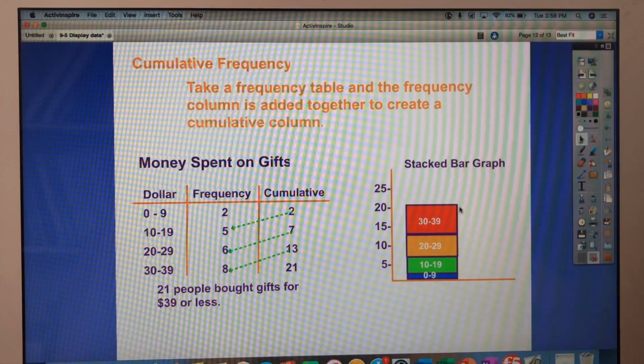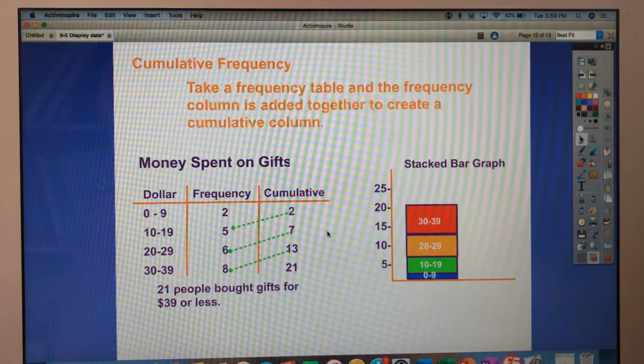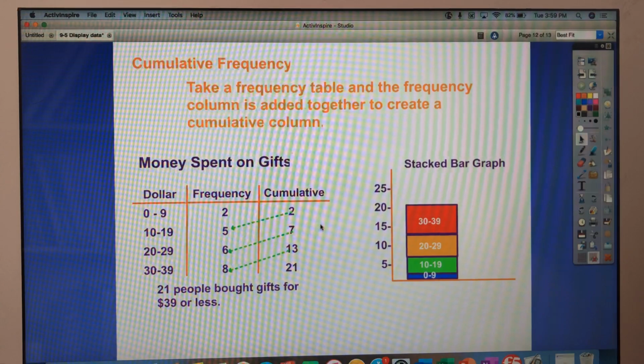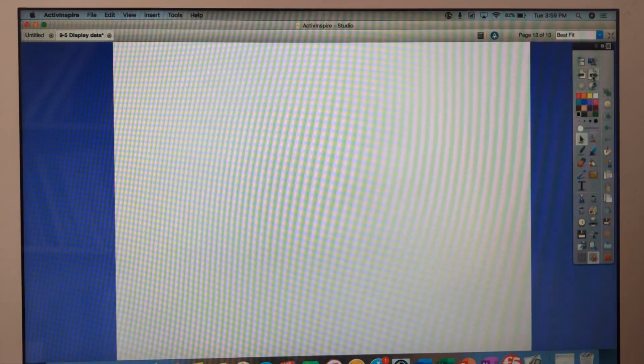The very top of your stacked bar would have to equal the sum of your frequencies, 21. When I added 2, 5, 6, and 8, I get 21, and that's where my top bar has to be. Then you divide it up evenly by the pieces. Takes a little effort to do a stacked bar graph with cumulative frequency. You did it long ago. You did this back in 6th grade, so I do hope that you recall all of this, but I hope that you also got a nice refresher.